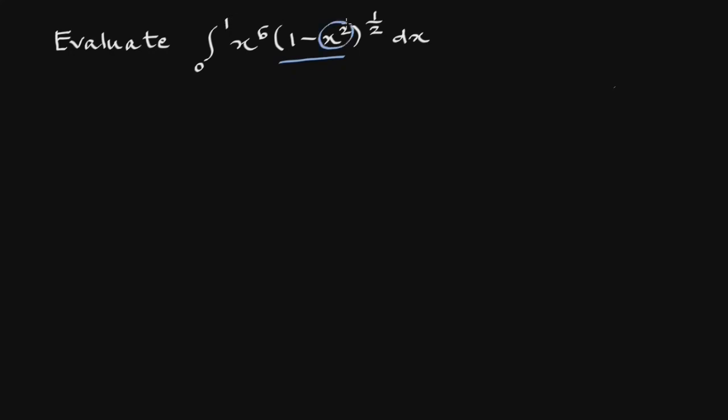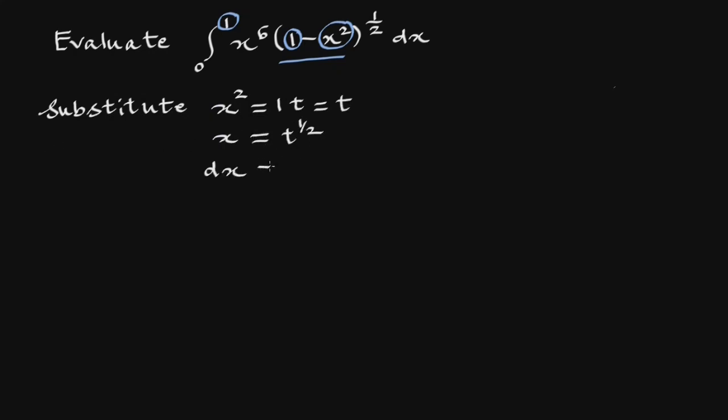In the first problem, we evaluate the integral from 0 to 1 of x raised to 6 into 1 minus x square raised to half dx. Before we decide a proper substitution, please notice this 1 minus x square. Here there is x square, and the square of the higher limit is here. We will substitute x square equals t. So x will be t raised to half and dx will be half t raised to minus half dt.